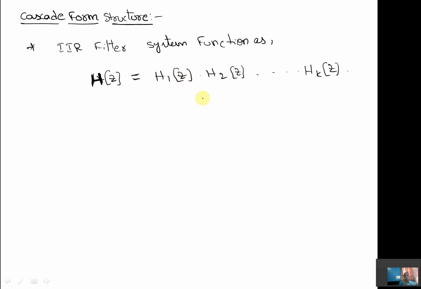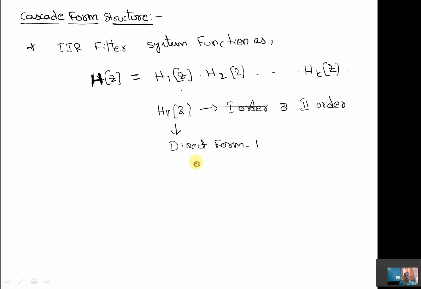These system functions are either first order or second order. First order filters or second order filters, and then realize these individual system functions either with the direct form 1 or with the direct form 2 as discussed earlier, right?